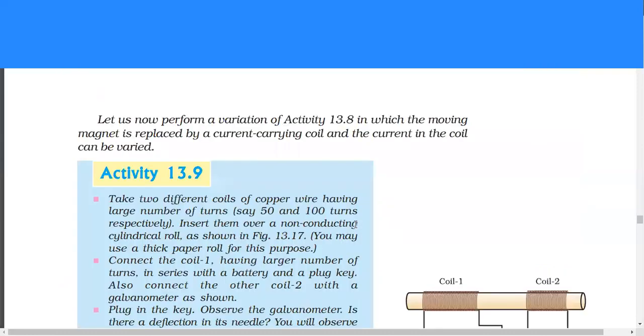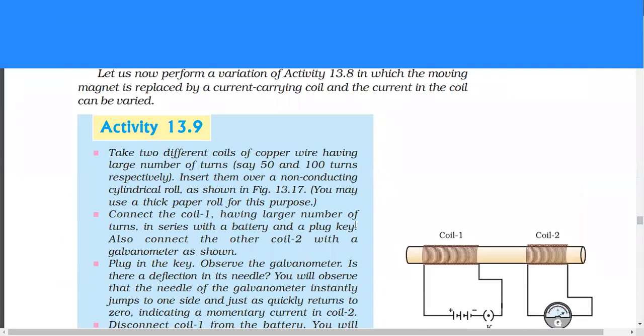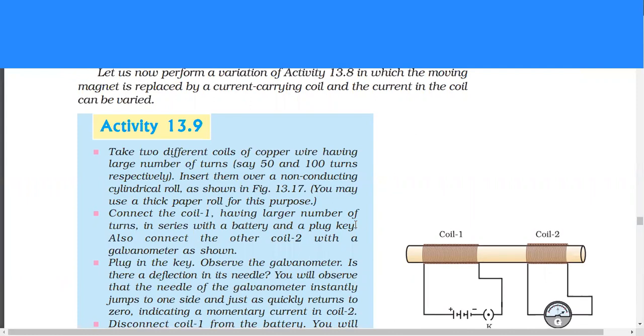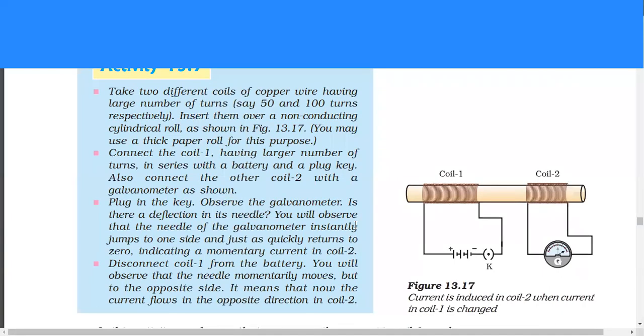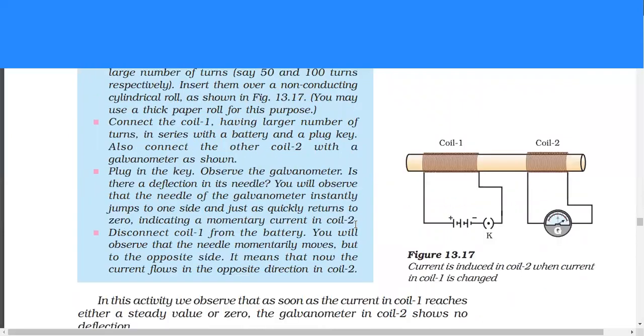Let us now perform a variation of activity 13.8 in which the moving magnet is replaced by a current-carrying coil and the current in the coil can be varied. Activity 13.9. Take two different coils of copper wire having large number of turns, say 50 and 100 turns respectively. Insert them over a non-conducting cylindrical rod as shown in figure 13.17. Connect the coil 1 having larger number of turns in series with a battery and a plug key. Also connect the other coil 2 with a galvanometer as shown.